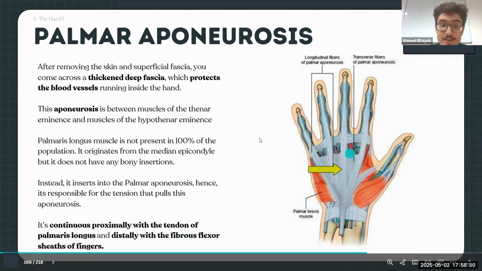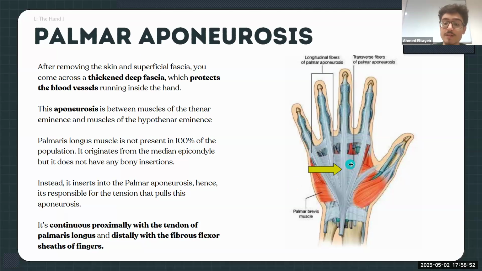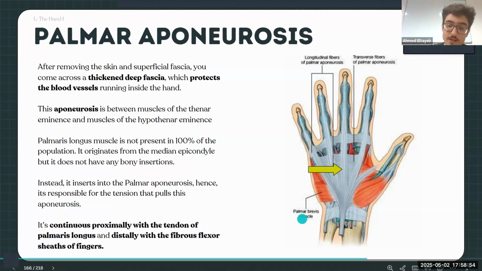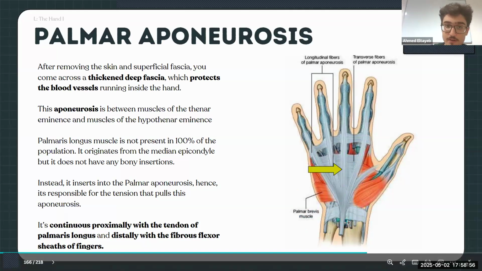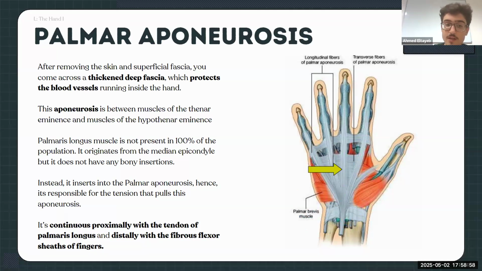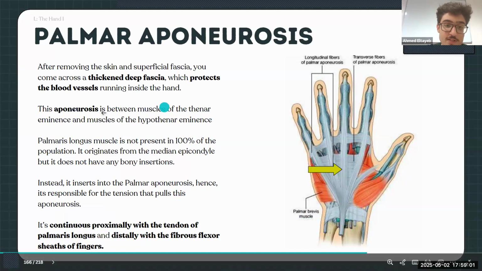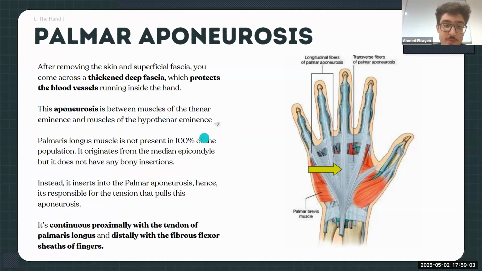Okay? Now, the aponeurosis is present in everyone. And if you don't have a palmaris longus, it doesn't mean that you don't have a palmar aponeurosis. No, you definitely have one. Now, it also is between the thenar and the hypothenar eminences. And it's basically a thickened deep fascia to protect the blood vessels. Okay?